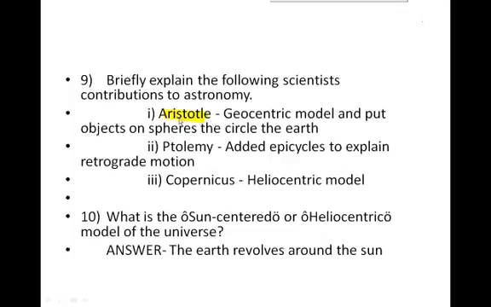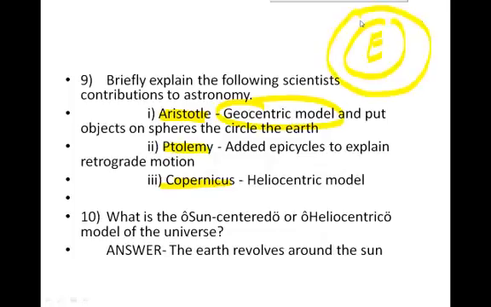Let's talk about contributions different people made: Aristotle, Ptolemy, and Copernicus. So Aristotle came up with the geocentric model of the Earth, and he believed that the Earth was at the center and all other celestial bodies traveled in spheres around the Earth. Now this wasn't true.